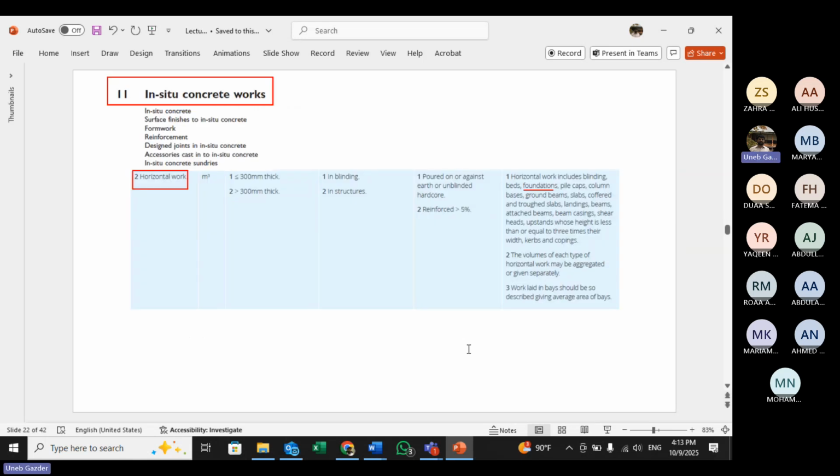Okay, so you can see that the footing goes in in situ concrete works. By the way, we have discussed earlier that the concrete can be in situ or precast. Footings are not precast. They are always in situ. So you will always find them here. Okay, and you have to mention the description. You have to mention if you are using it in blinding or structure, and the foundation is here, and so on and so forth.